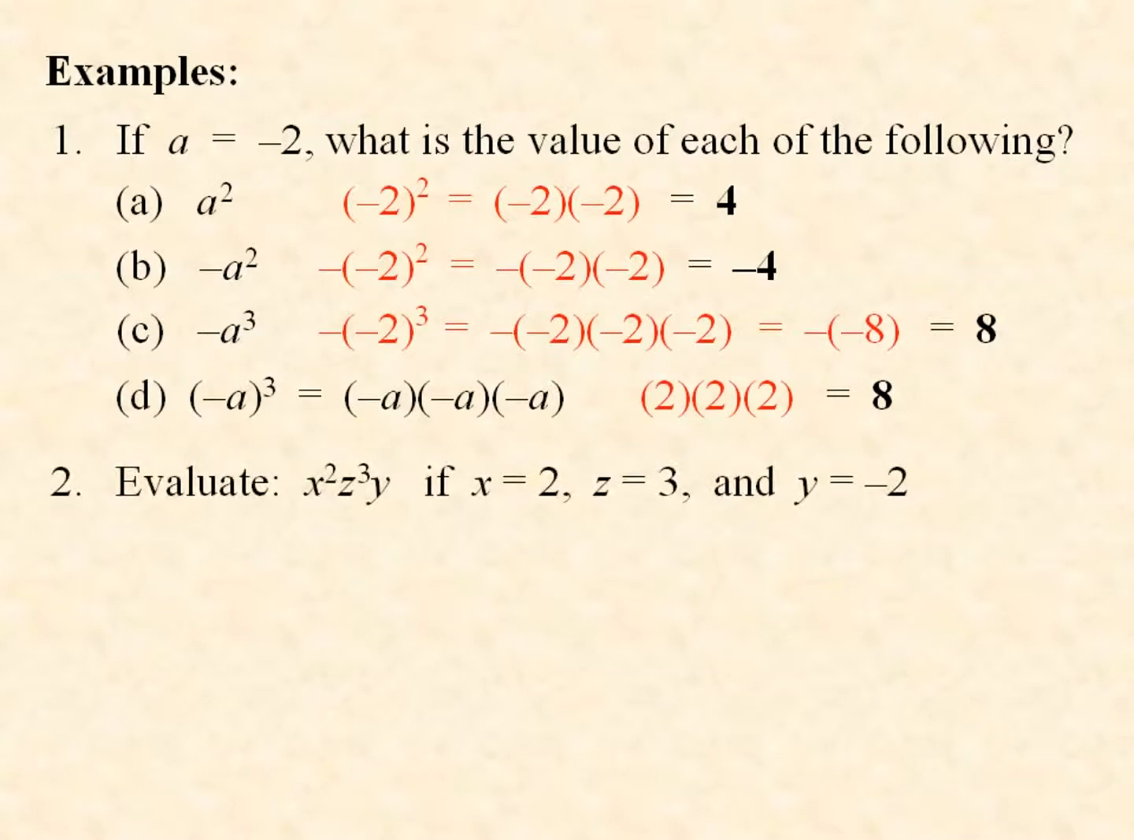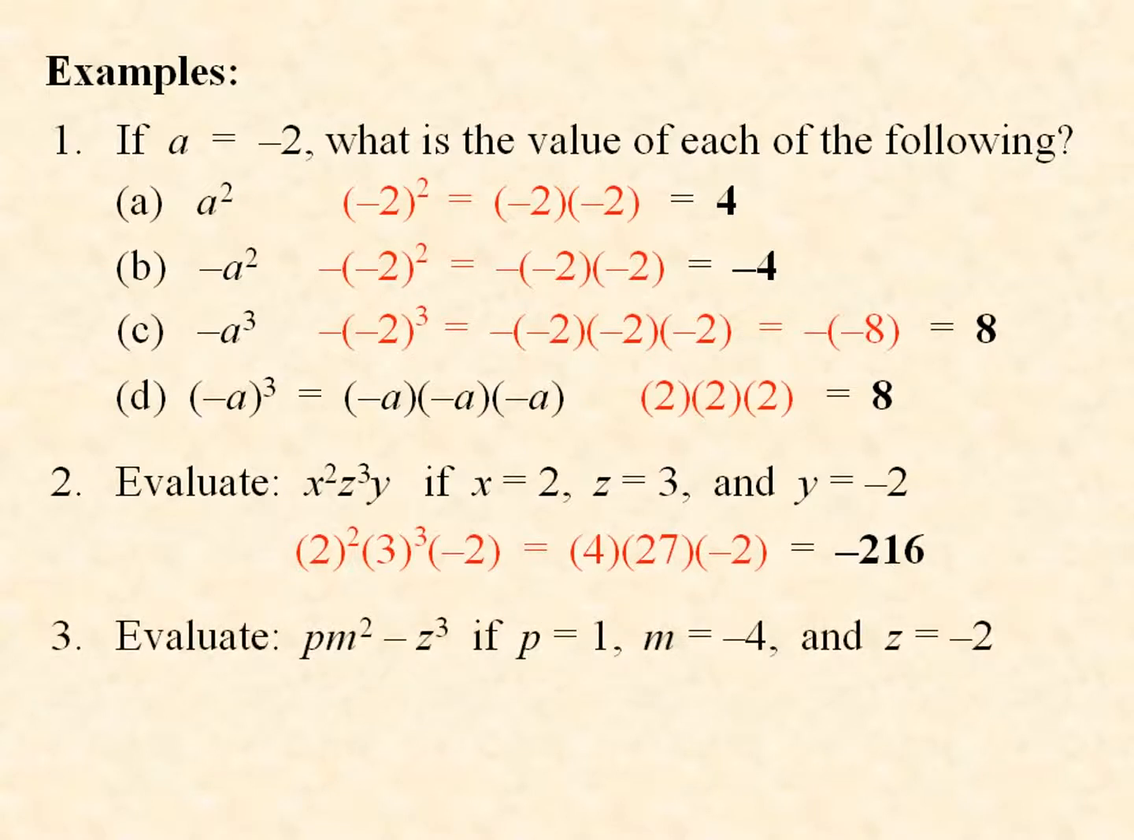Second example, evaluate x squared z cubed to y, if x is 2, z is 3, and y is negative 2. Substitute the values there and do the powers first, and that gives you negative 216. Third example, evaluate p m squared minus z to the third, if p is 1, m is negative 4, and z is negative 2. Put those values in the expression. Evaluate the powers first, the negative 4 squared and the negative 2 to the third. And we end up with 16 plus 8, which is 24.